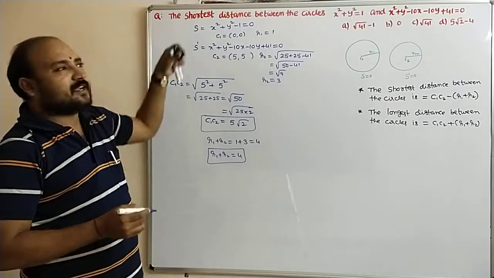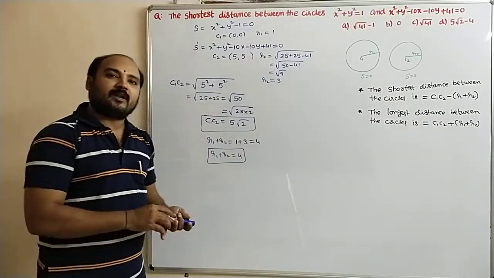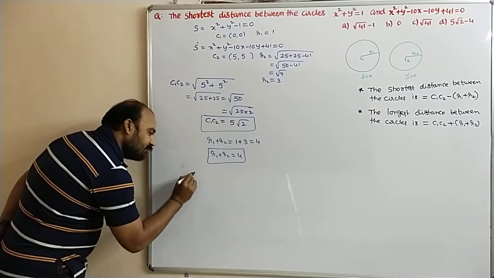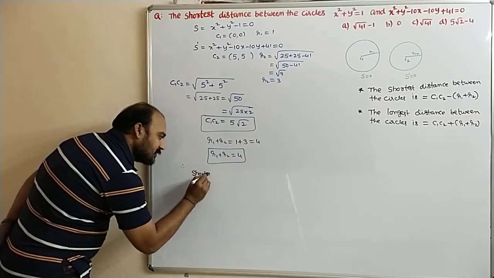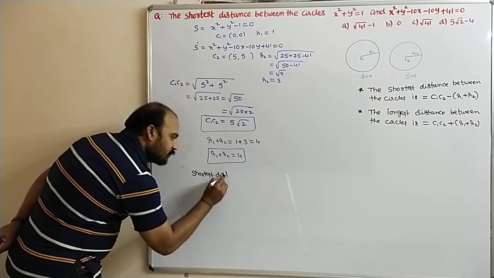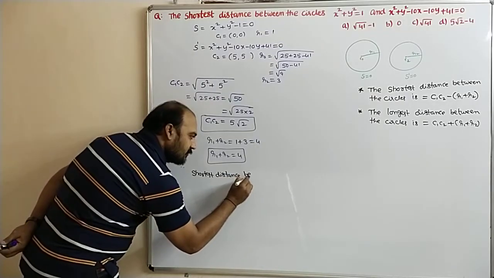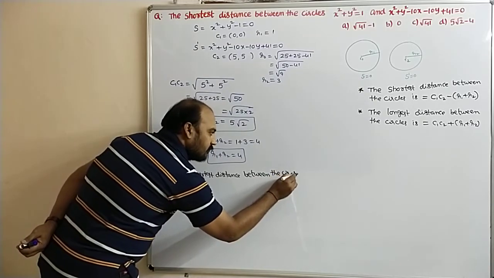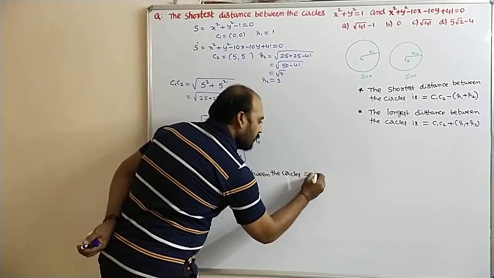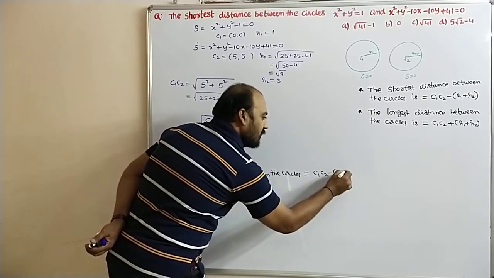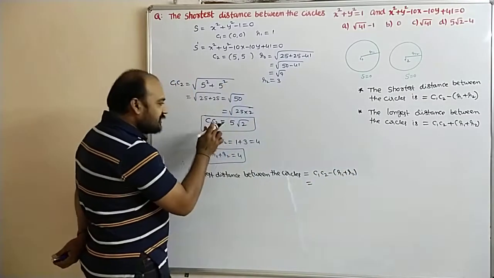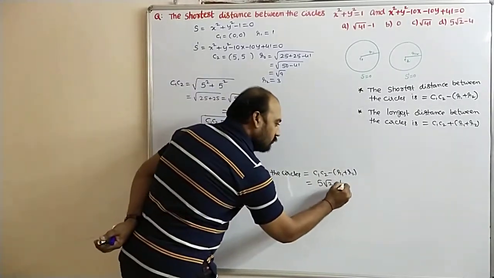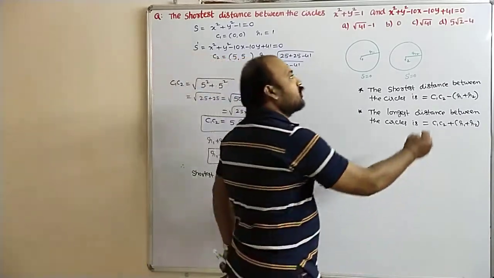Now they are asking only shortest distance. Here I will calculate both, but they are asking shortest distance. Therefore shortest distance between the circles is C1 C2 minus (R1 plus R2), which is equal to 5 root 2 minus 4, which is there in the fourth option.